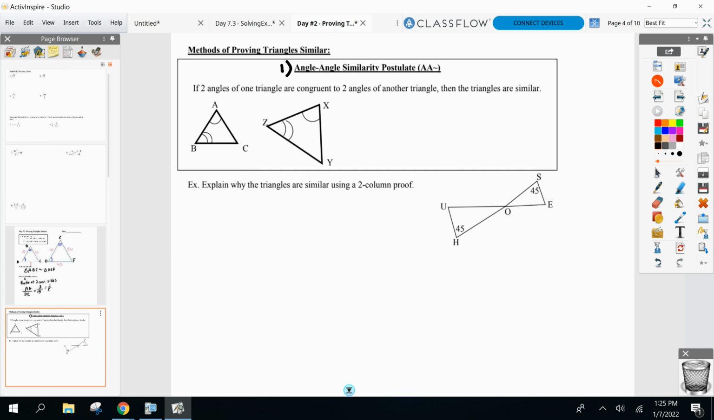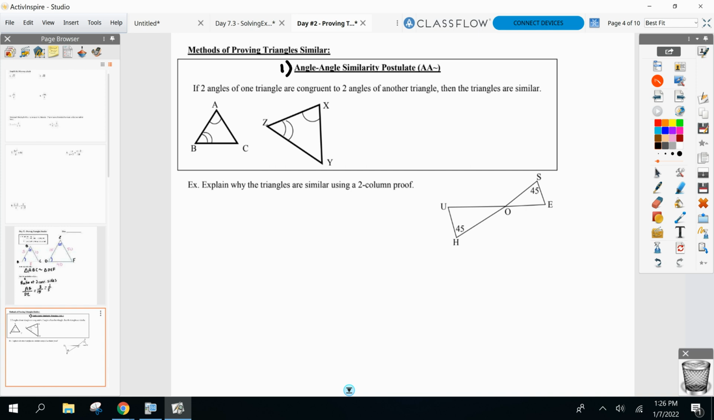Yes, correct. If 2 of the pairs are equal, the 3rd pair has to be equal. So that's why it's not angle, angle, angle. All right. So everyone see my diagram here. I marked angle B congruent to angle Z and angle A congruent to X. They're similar right now by angle, angle.